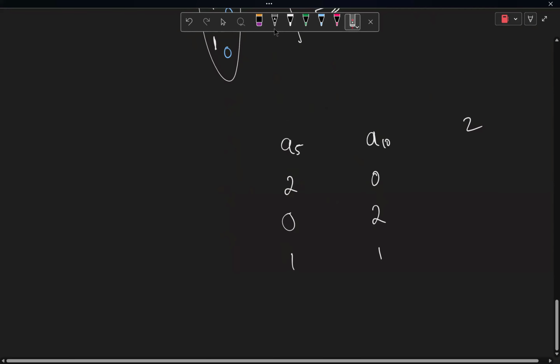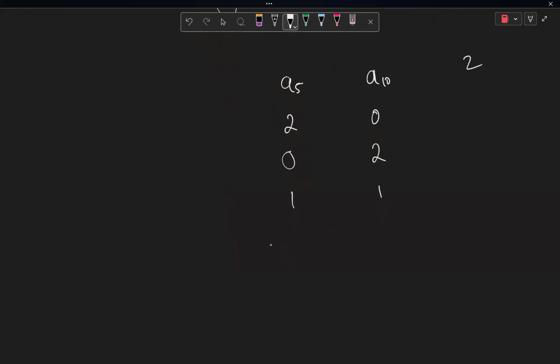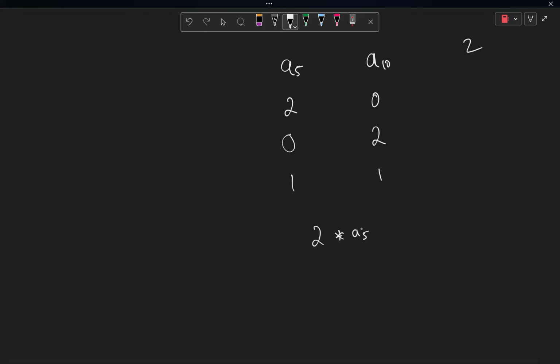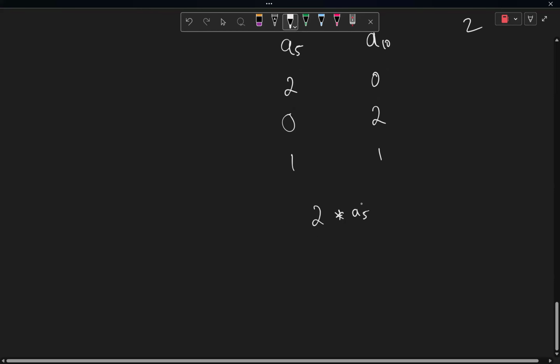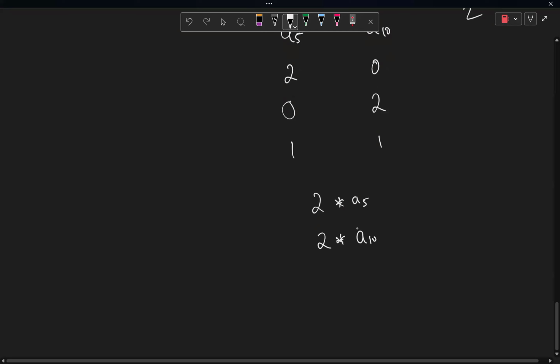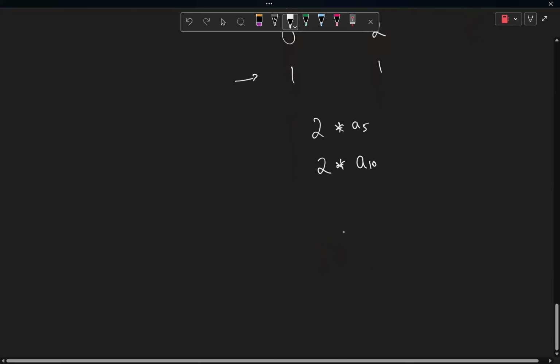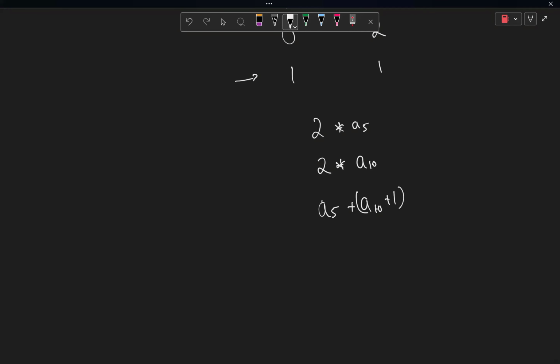See, if you buy two tickets on this day, then for these two tickets, the cost will be 2 into A5. Whatever other inflation you are getting because of some other guy would still be there, but right now we are talking only about these two tickets. If you buy two tickets on day 10, having the cost A10 at that time, then the cost would come up to be 2 into A10. But if you buy one ticket on A5 and one on A10, then you will have a cost of A5 plus A10 plus 1. You would have got another inflation of 1.